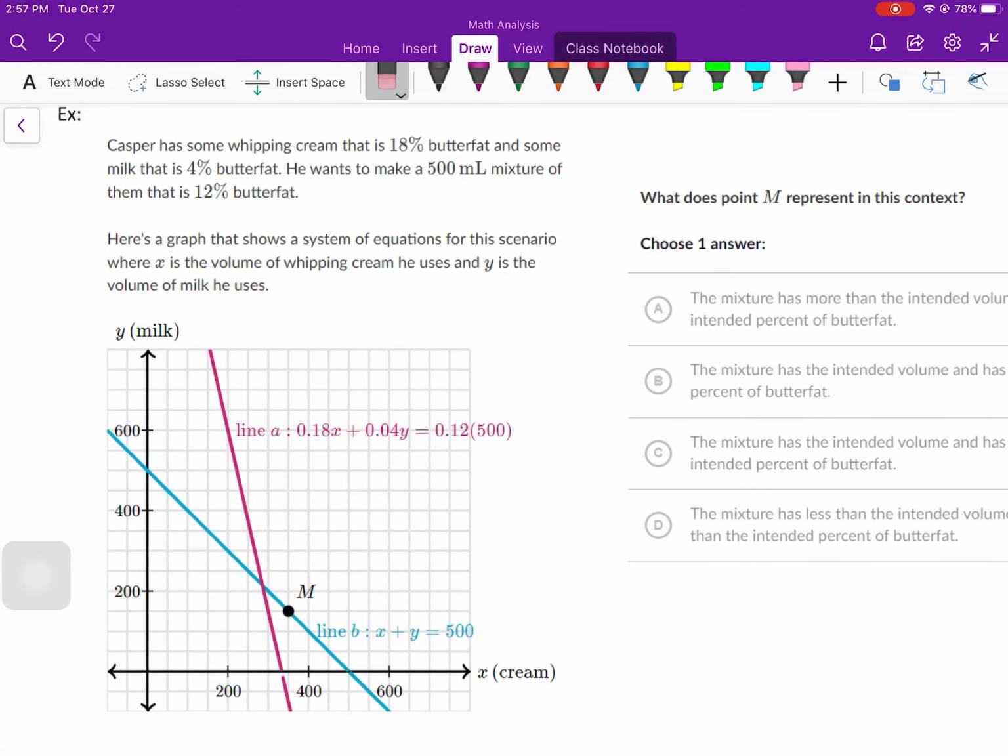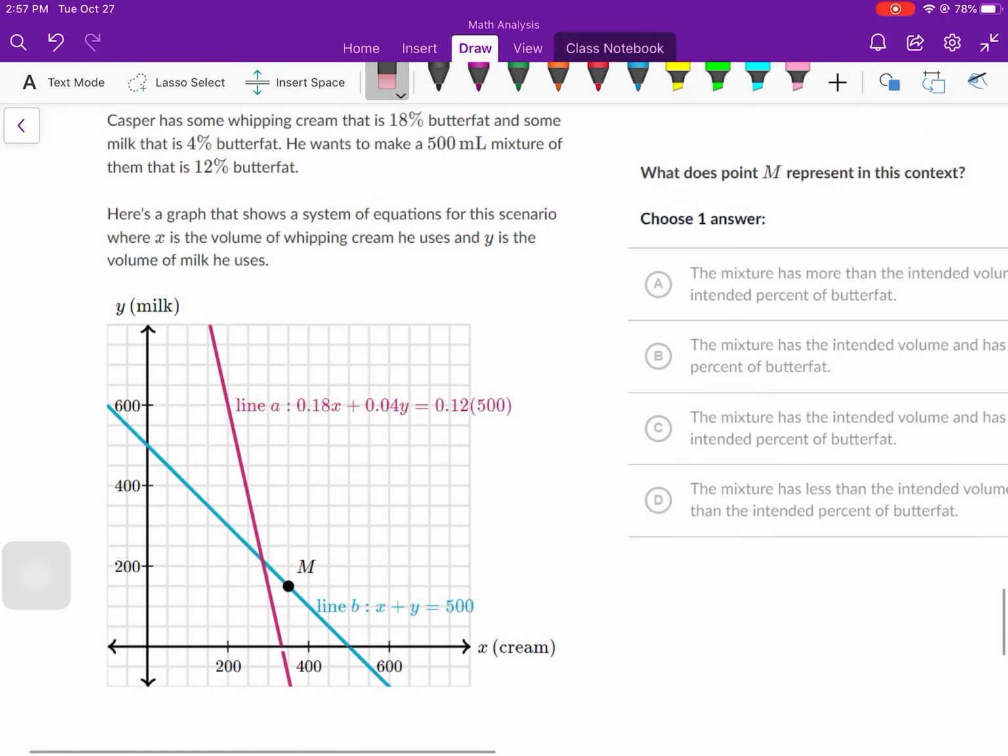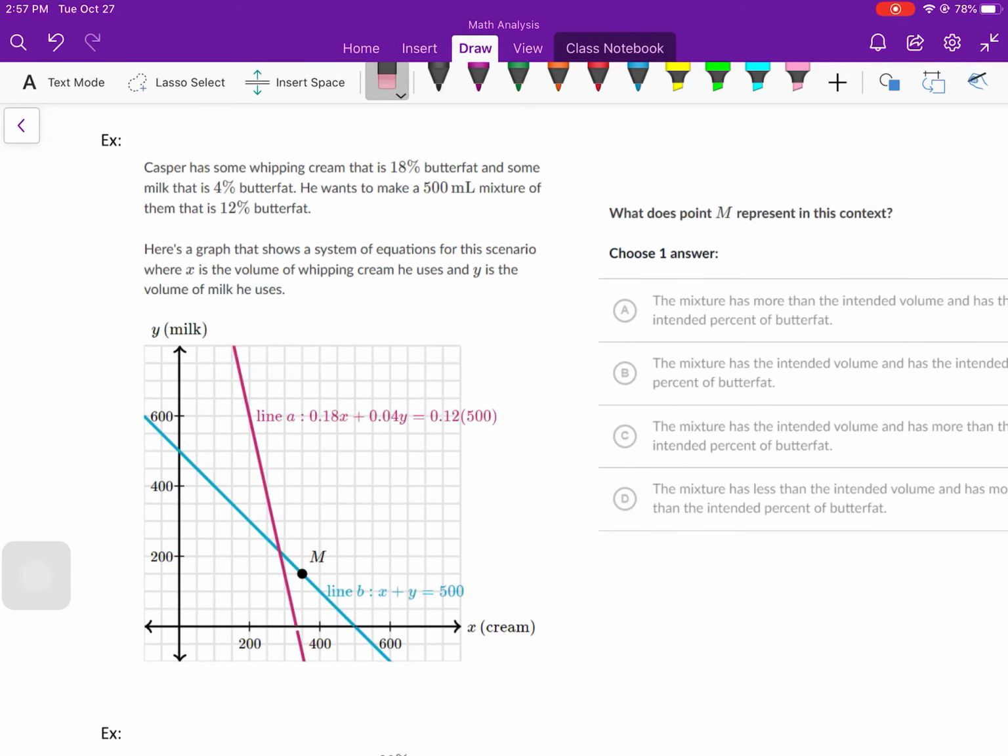Casper has some whipping cream that is 18% butterfat and milk that's 4% butterfat. He wants to make a 500 milliliter mixture of them that is 12% butterfat. So he wants a total of 12% butterfat. The graph shows the system of equations for this scenario where X is the volume of whipping cream he uses and Y is the volume of milk he uses. So X plus Y, this is the total volume.